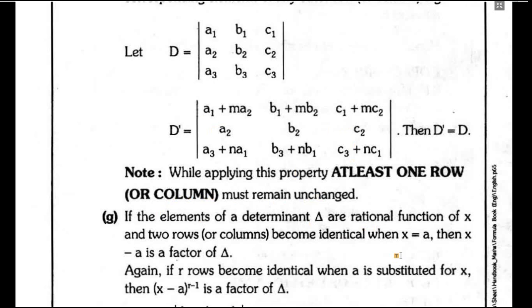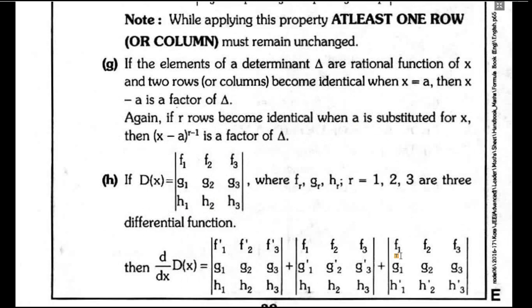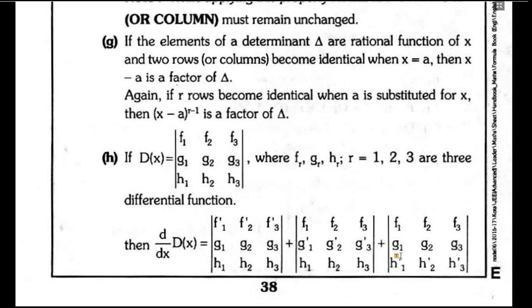If the elements of a determinant delta are rational functions of x and two rows or columns become identical when x equals a, then x minus a is a factor of delta. Again, if r rows become identical when a is substituted for x, then x minus a to the power r minus 1 is a factor of delta.